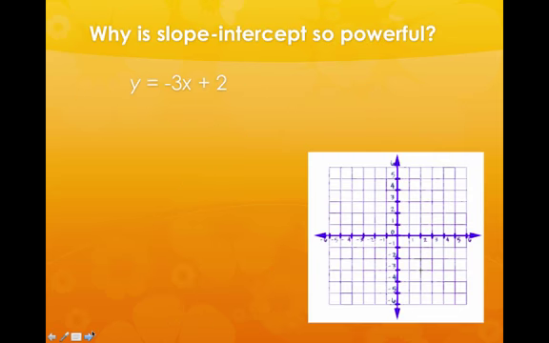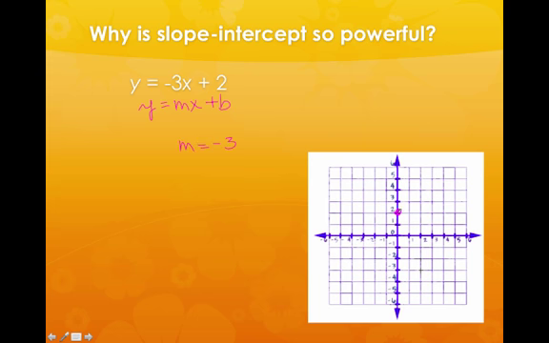Okay, so why is it that I want this slope-intercept formula? Why is this so important? Well, let's say I have an equation, y equals negative 3x plus 2. I know right away, remember this is y equals mx plus b, my m being my slope and my b being my y-intercept. I already know that I've got a y-intercept here at 2, and I've got a slope right there of negative 3. So my slope equals negative 3.